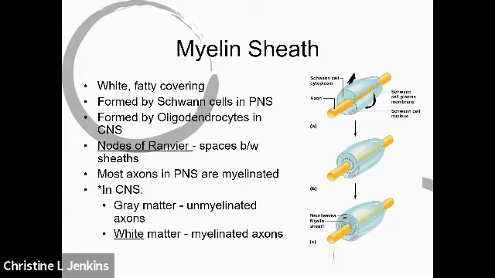What creates the myelin sheath in the second? The oligodendrocytes. Oh, sorry. That's okay.